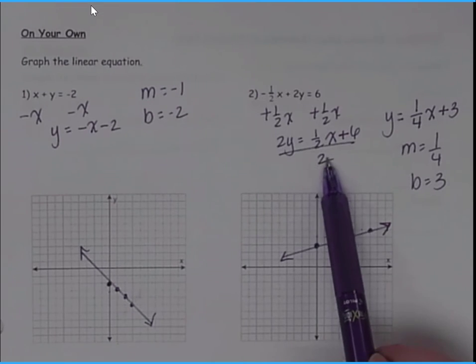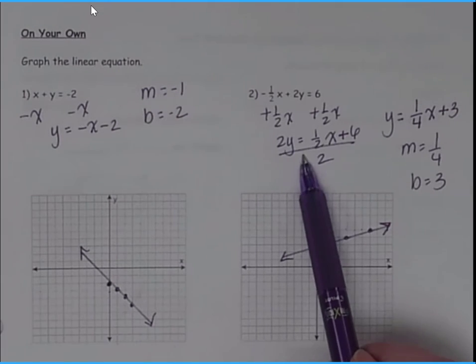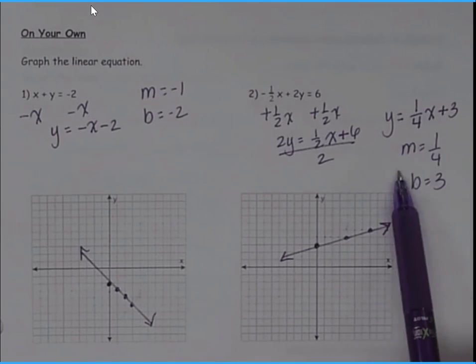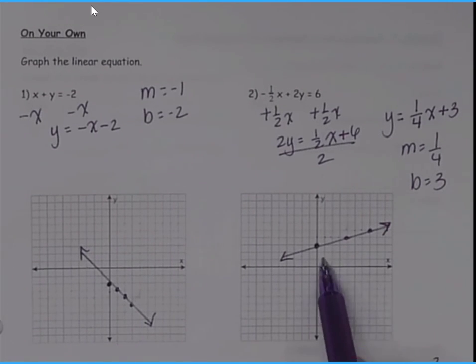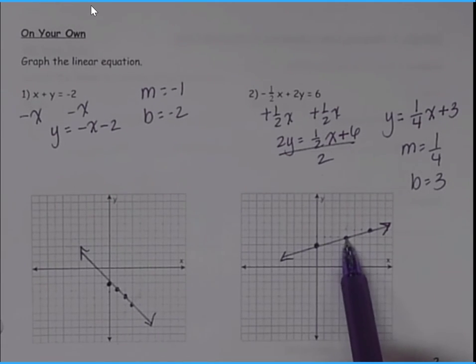All right, so here, add half x to both sides. Divide both sides by 2. Be careful here. 1/2 divided by 2 is 1/4. So my slope is 1/4, and b is 3, so up 3 is my y-intercept. My slope is 1/4. Up 1 over 4, up 1 over 4.